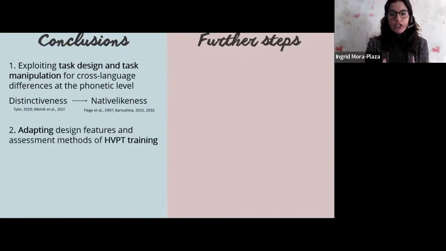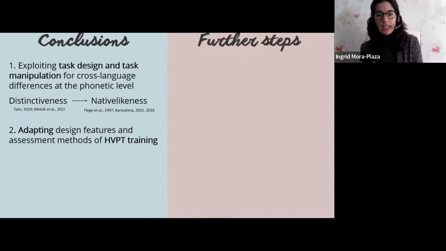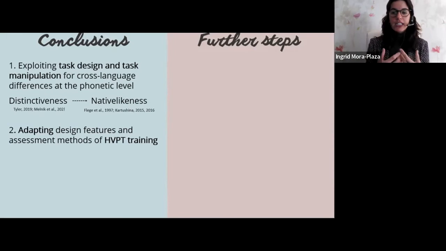Secondly, it showed that it is possible to adapt the design of features and assessment methods of HBPT to TBPT in instructional context. So this will provide very accurate measures of vowel contrastiveness, thus quantitative and qualitative distances between contrastive vowels.